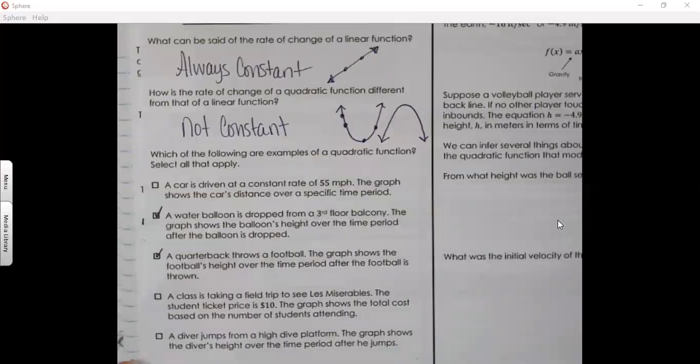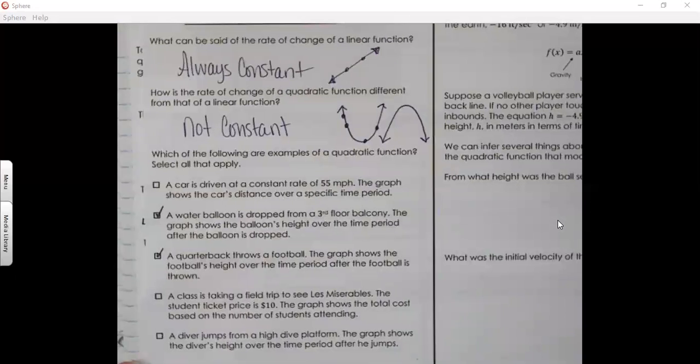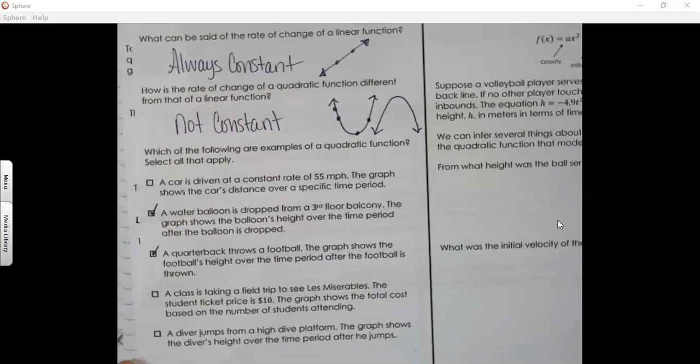The student ticket price is $10. The graph shows the total cost based on the number of students attending. So if 1 student attends, it's $10. If 2 students attend, it's $20. If 3 students attend, it's $30. If 4 students attend, it's $40. Is that constant or not constant? That's constant, right? It's increasing $10 per 1 student, $10 per 1 student, $10 per 1 student. So we will not check that one.